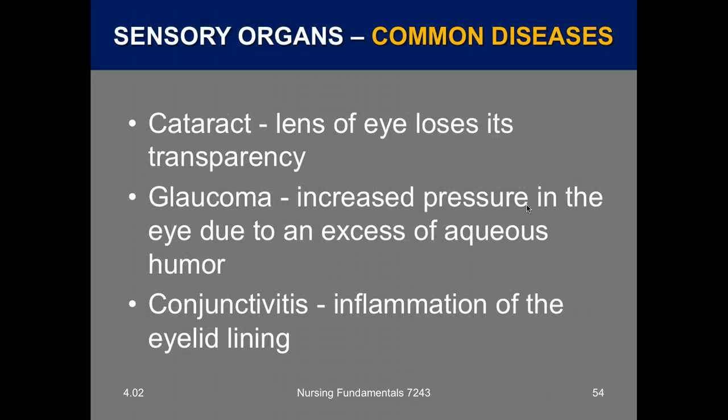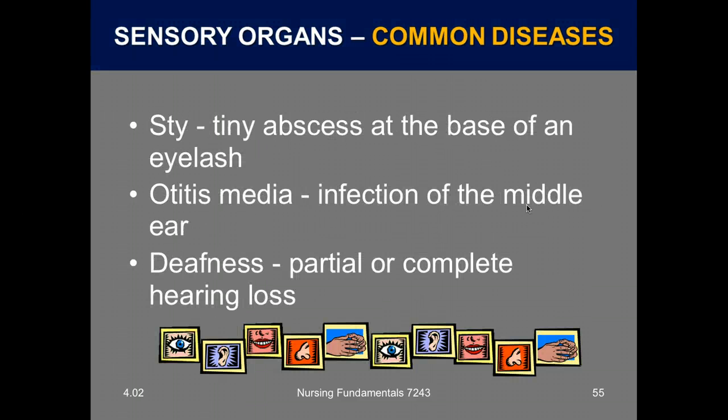Some common diseases of the sensory organs are cataracts. The lens of the eye loses its transparency and it gets kind of a fuzz on it. Glaucoma is increased pressure in the eye due to an excess of aqueous humor. Conjunctivitis is an inflammation of the eyelid lining.